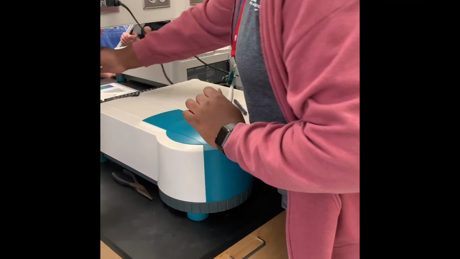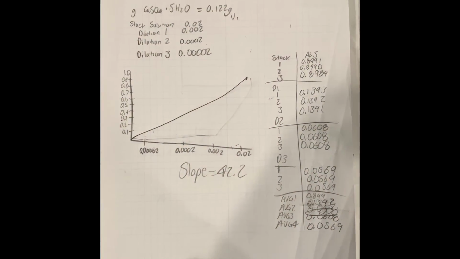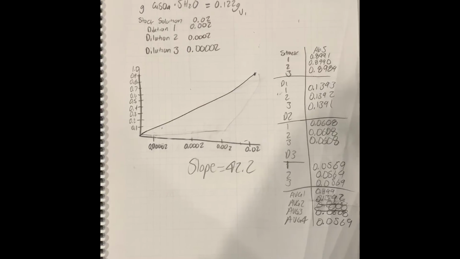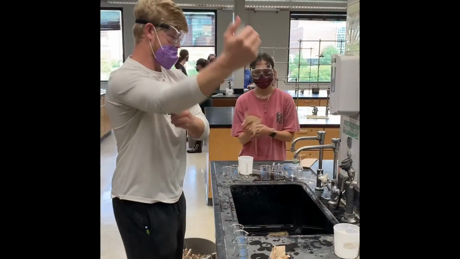Now we are closing the spectrophotometer and wiping it down so another group can use it. And here's a calibration curve and a chart of our average absorbances. And as you can see, there's a linear relationship between absorbance and concentration. Now we're cleaning up.